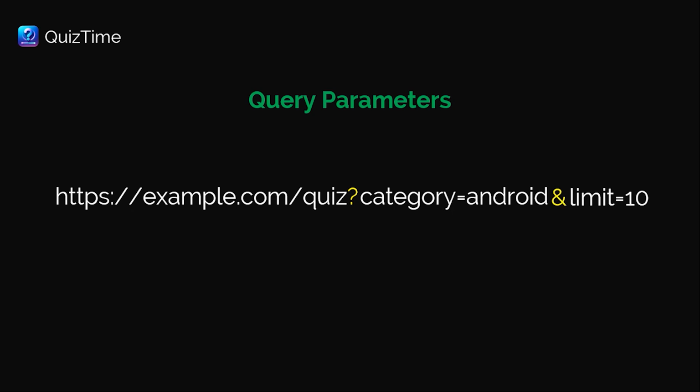Multiple parameters are separated using an ampersand. Here order doesn't matter, and it is used when parameters are optional or filters.